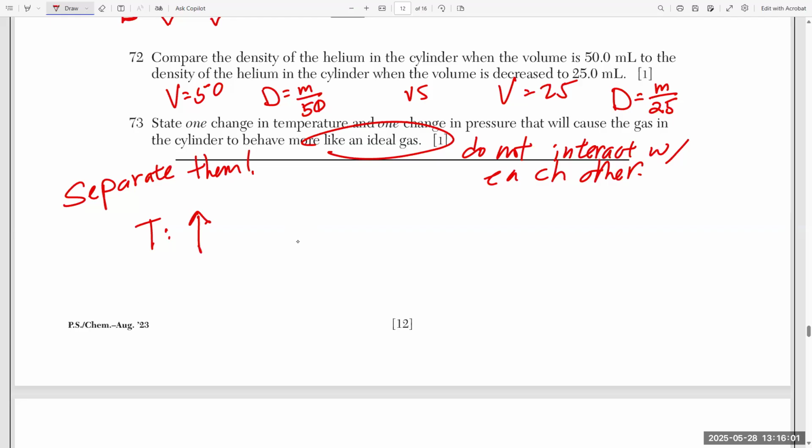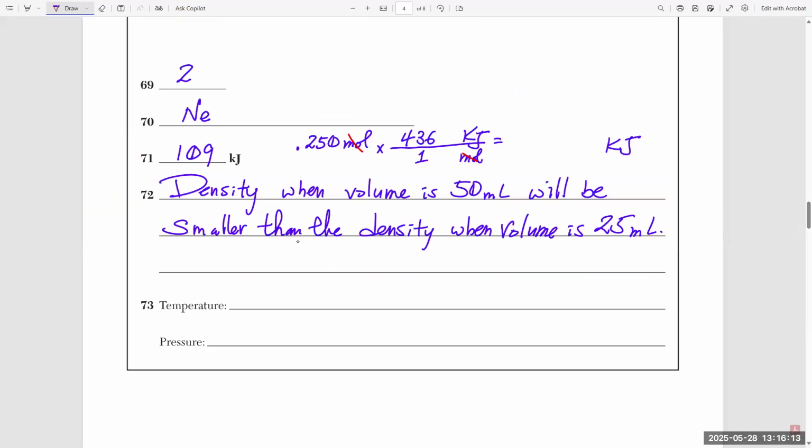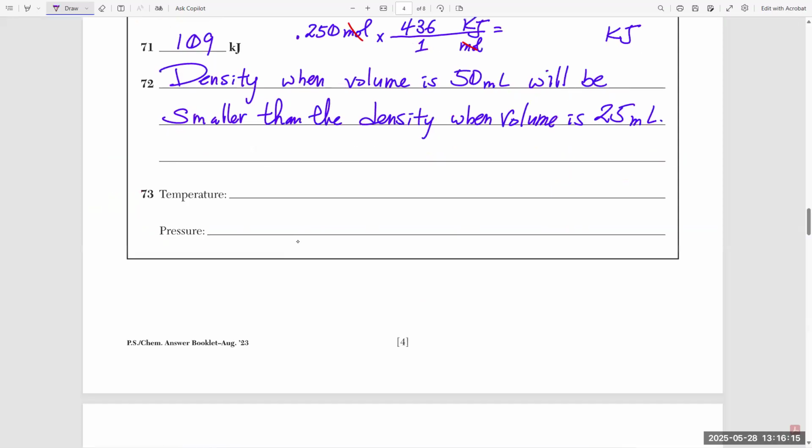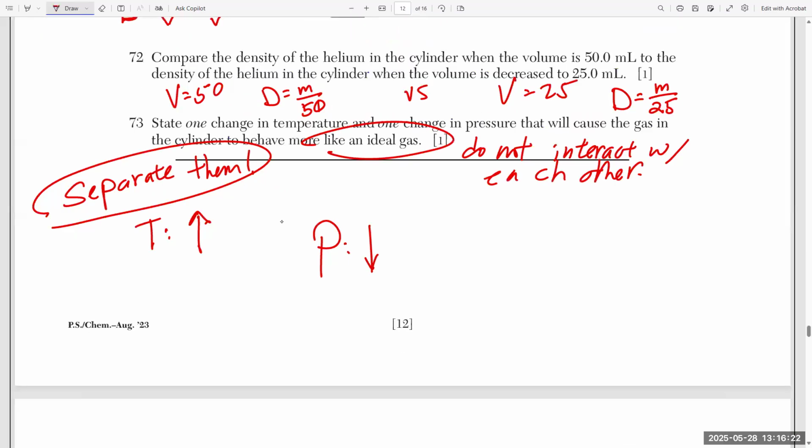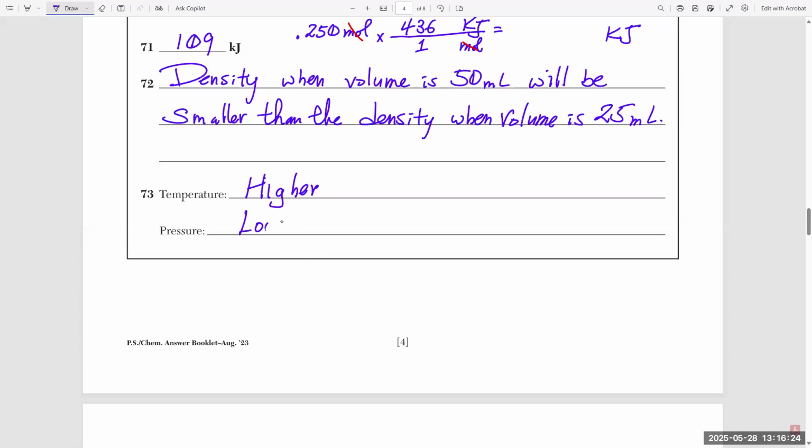What about pressure? At high pressure, what are you doing? You're squeezing them together so they're going to be closer, and you don't want that. You want to separate them. So what do you want? You want low pressure. So ready? Temperature. What do we say we want? We want higher. And then what do we want for pressure? We want lower. Okay.